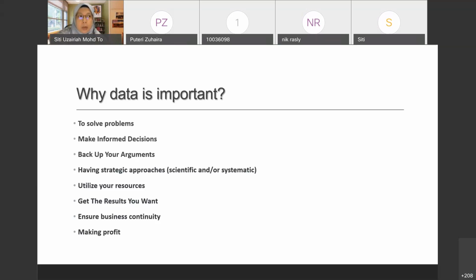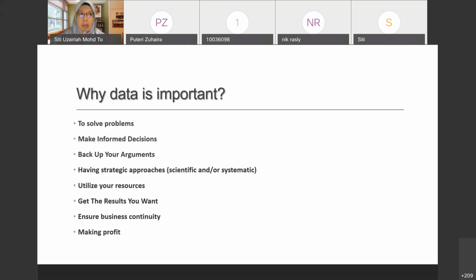And also for practitioners, usually we need data. Data is important because we want to look back at what has been done earlier, so what can we plan for the future? It helps us to make decisions, to ensure the continuity of your business and organization, and to ensure that your company or your organization can expand and make profit. And also important is to back up your argument.